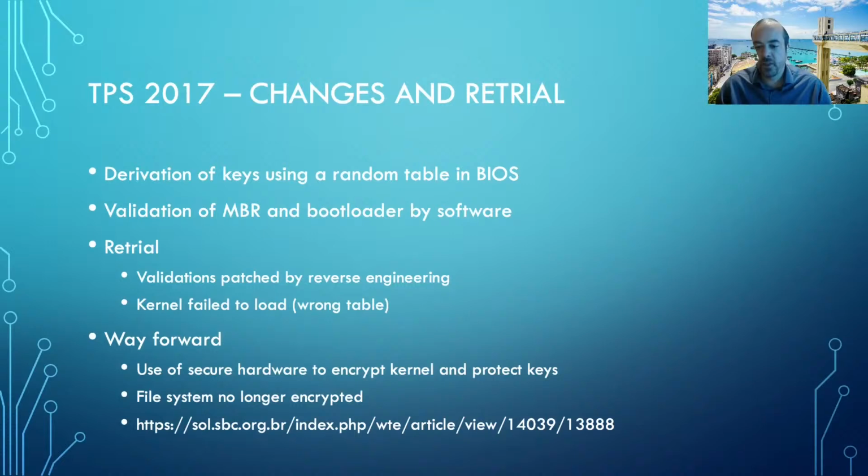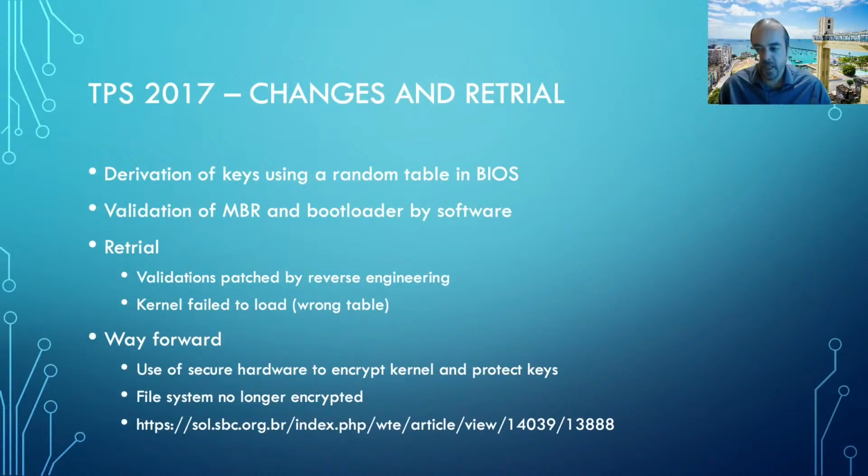So after that, they changed the way they store and encrypt information on the electronic ballot. They had a random table of values in the firmware, and they would derive the keys from these values. During the installation and compiling process, they would encrypt this information using this table, and you could only decrypt it inside the ballot.